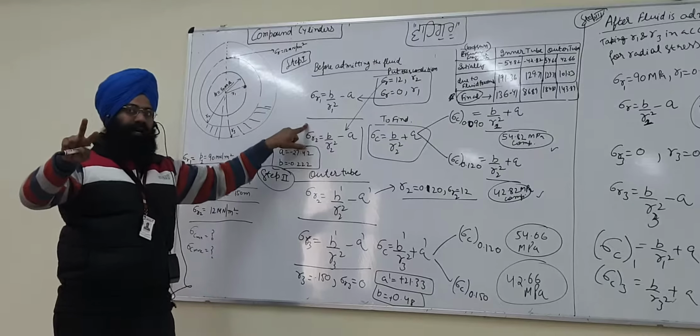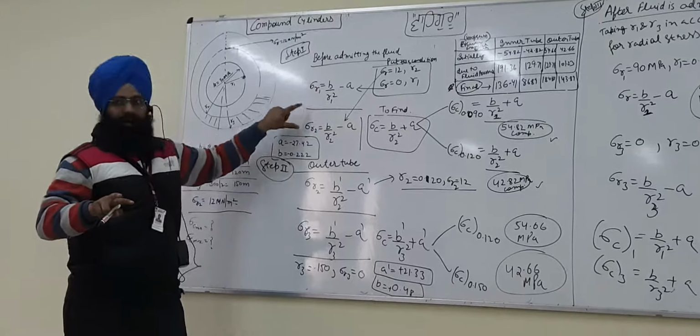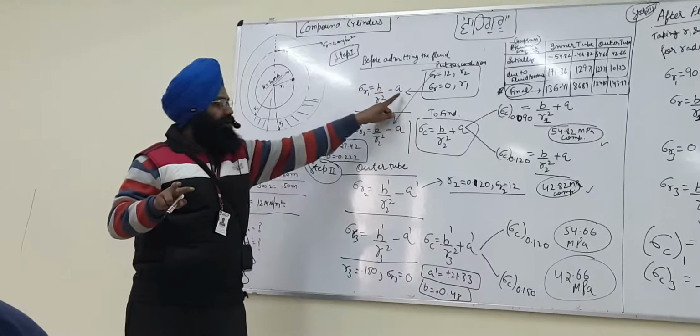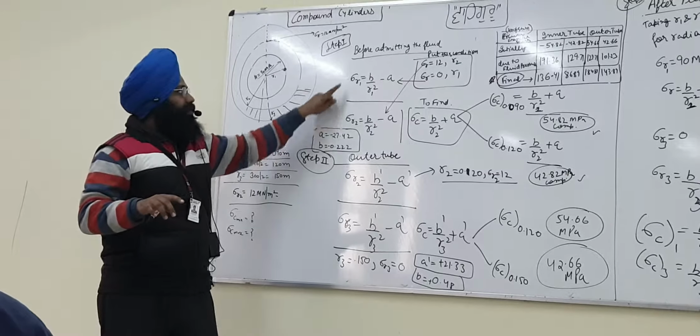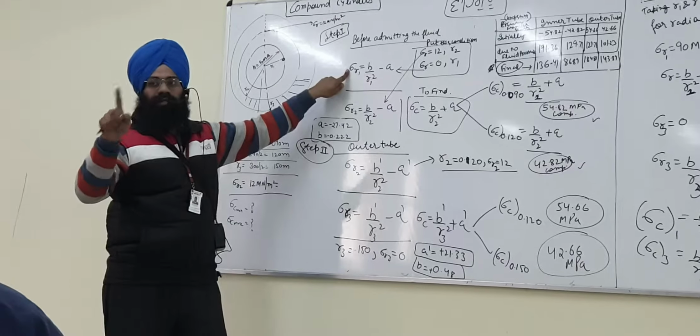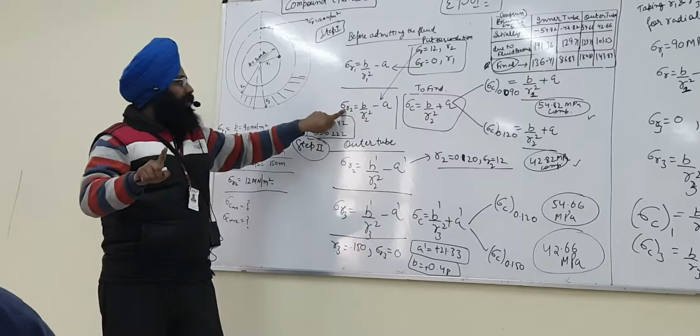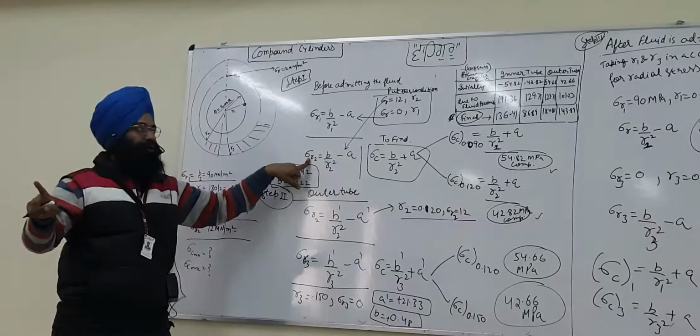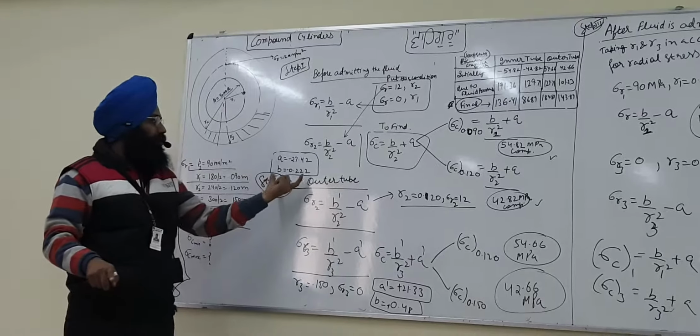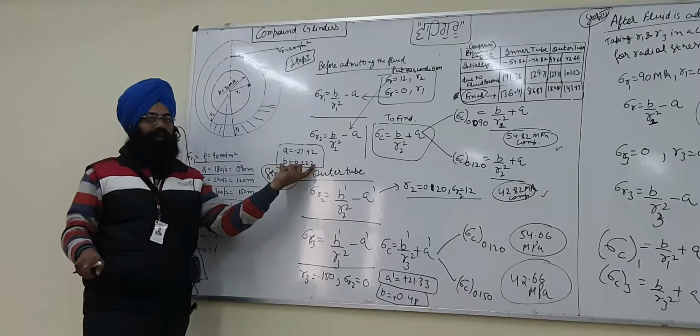Shubham, are you able to understand? Two constants, that is A and B, and two stresses. Stress at R1 is 0 because fluid has not been entered. Stress at R2 value is given to us, that is 12 megapascal. We calculate the value of A and B, which is coming out to be this.